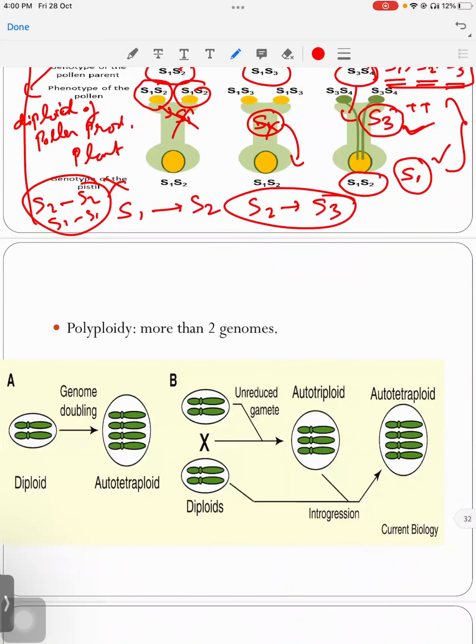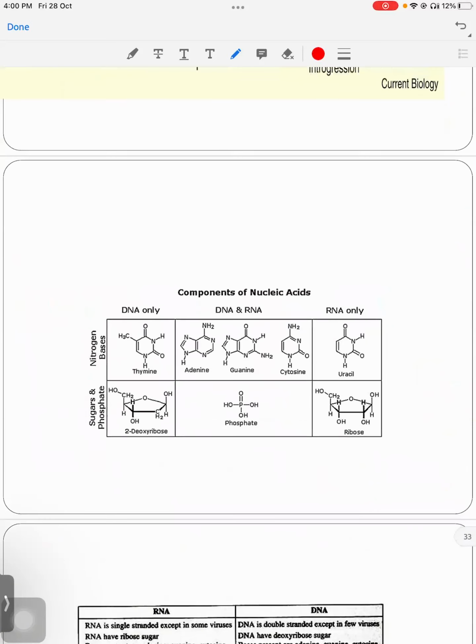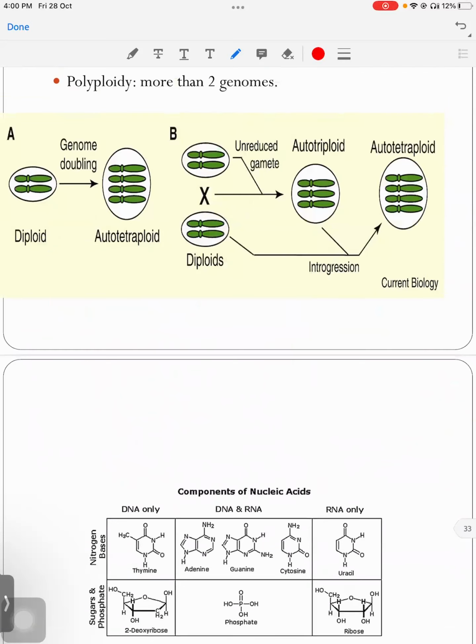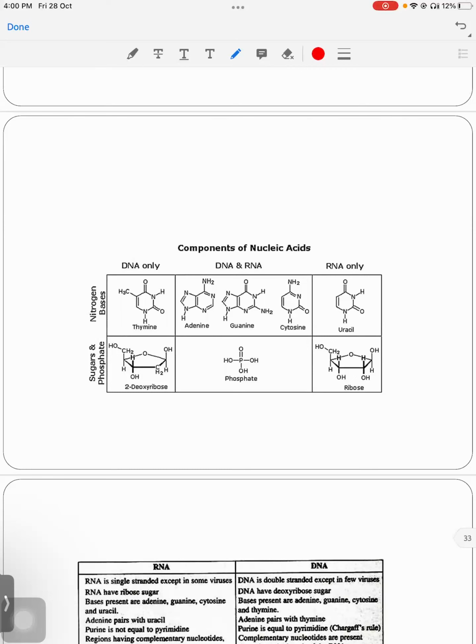I think this topic also has components of DNA. This is polyploidy. This we will take up in the next session.